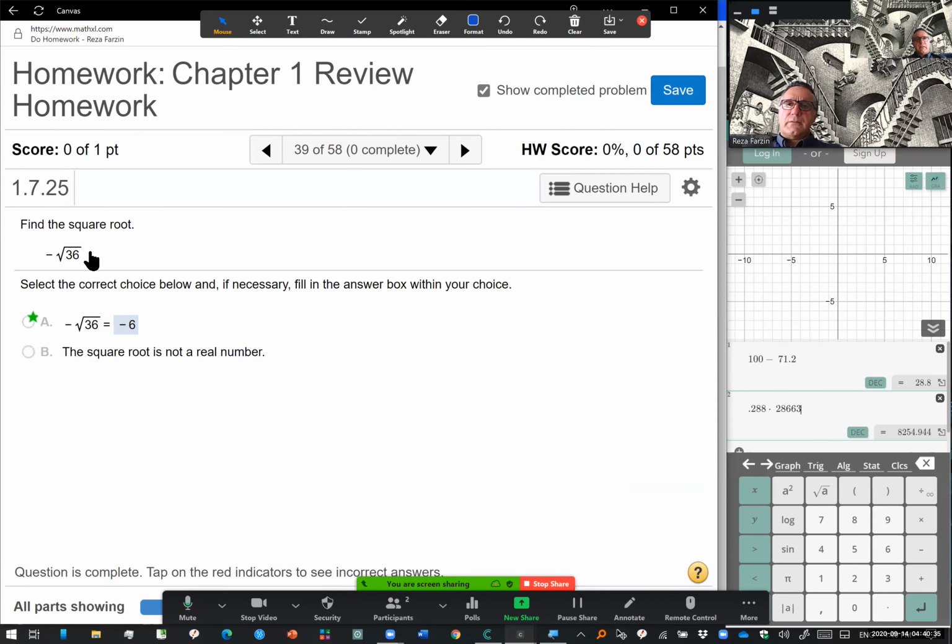All right. So find the square root, right? So we have negative. When you see the square root of a number, you ask yourself a question, right? In other words, what number squared is 36, right? So do you know what that is?